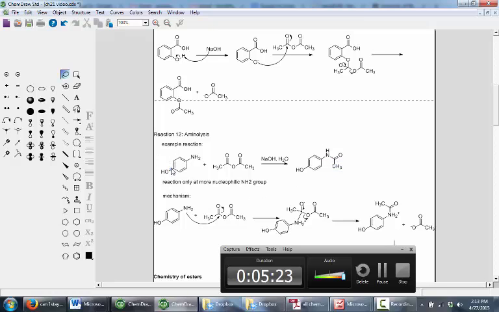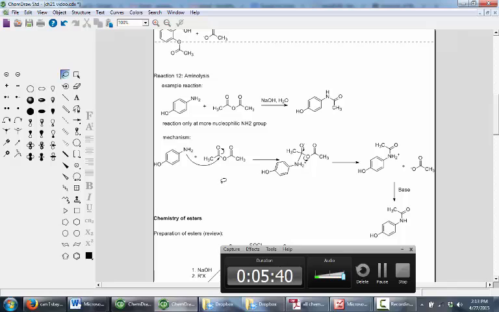For this particular substrate, the reaction occurs only at the NH2, and that's because it is more nucleophilic than the OH group. So here this OH group is going to be essentially untouched in the presence of these reaction conditions because it is less nucleophilic than the corresponding NH2.